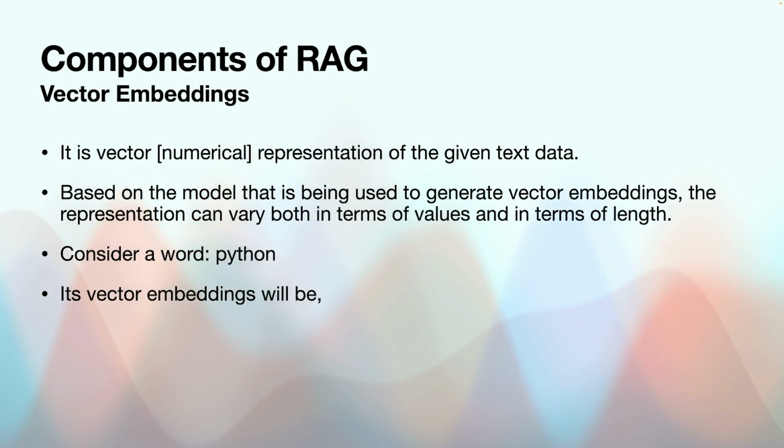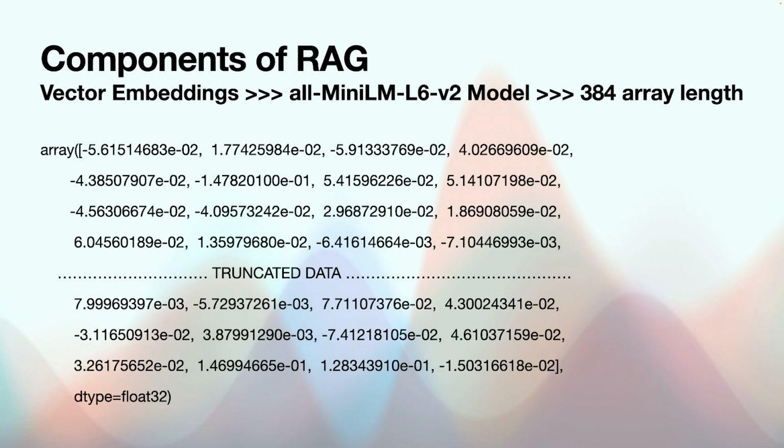To understand how embeddings look, consider the word Python. Its embedding will be as shown on the screen. Here, the model used is the All Mini LM L6 V2 model, and it provides embeddings of length 384. In other models, these values might be different and the length could also vary. For example, it might be 512, it might be 600, or any other length.